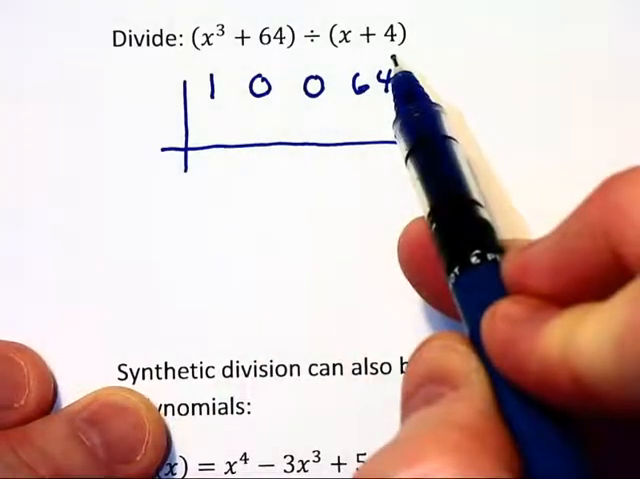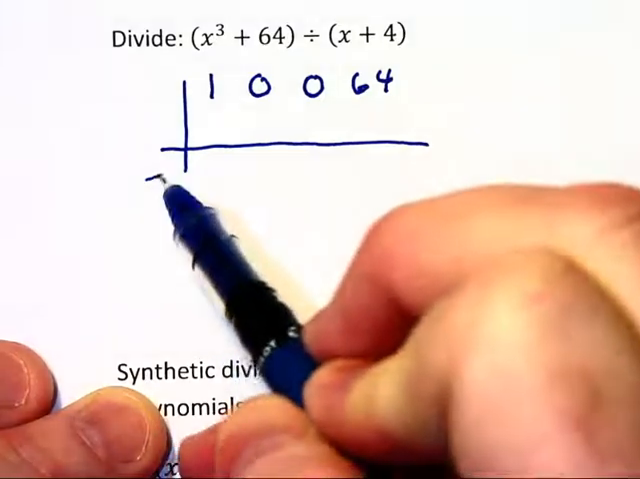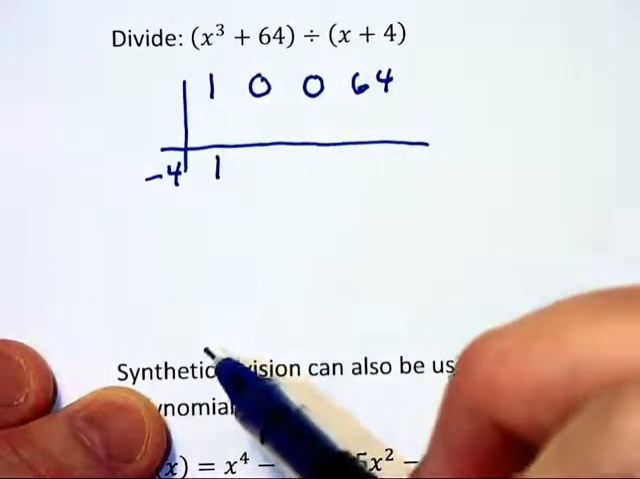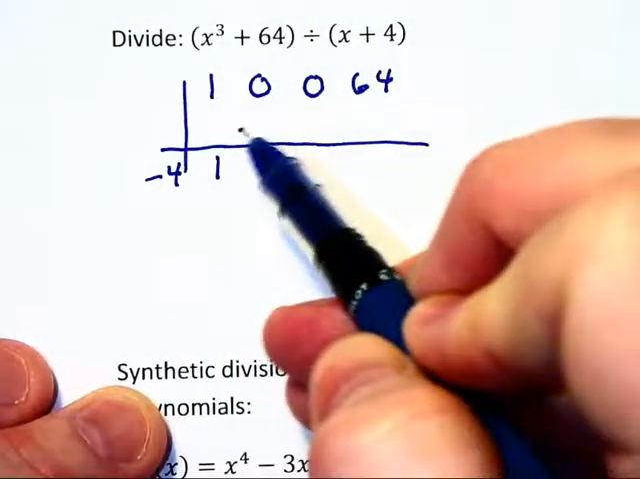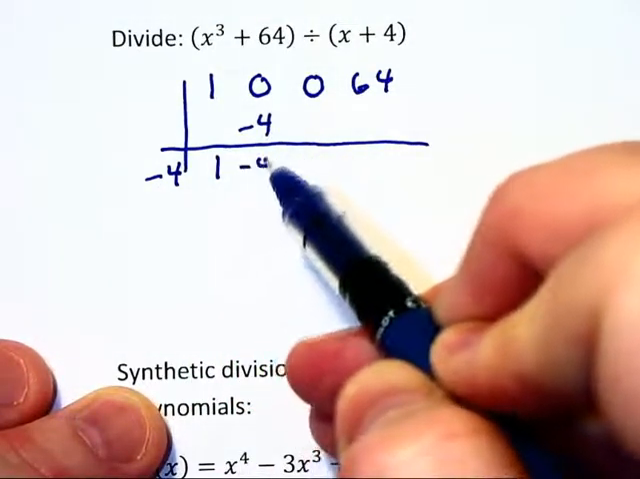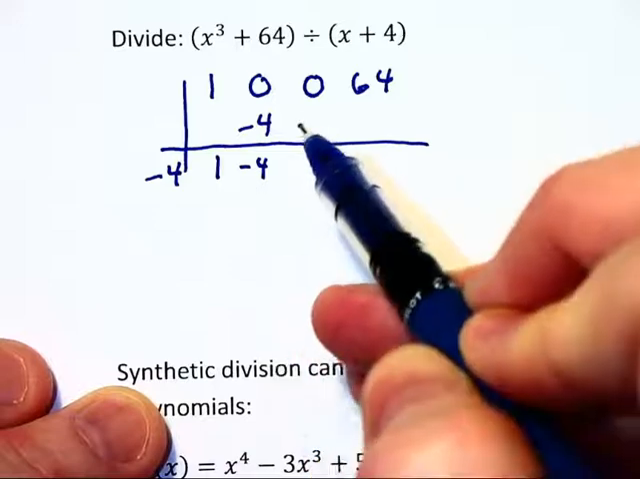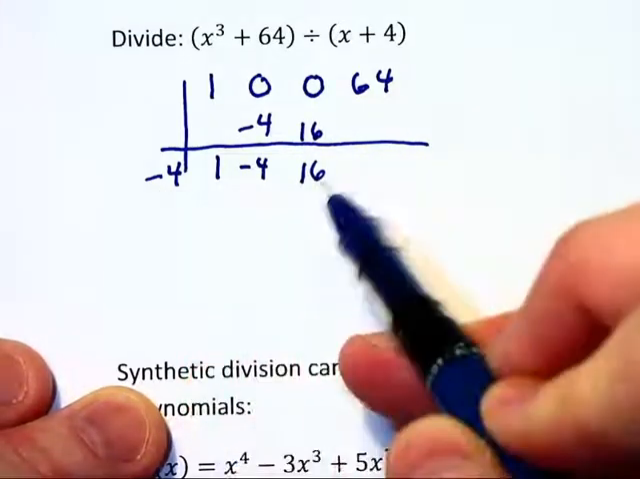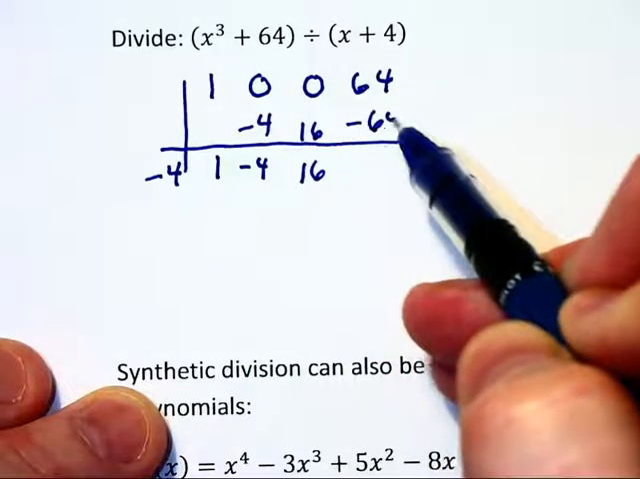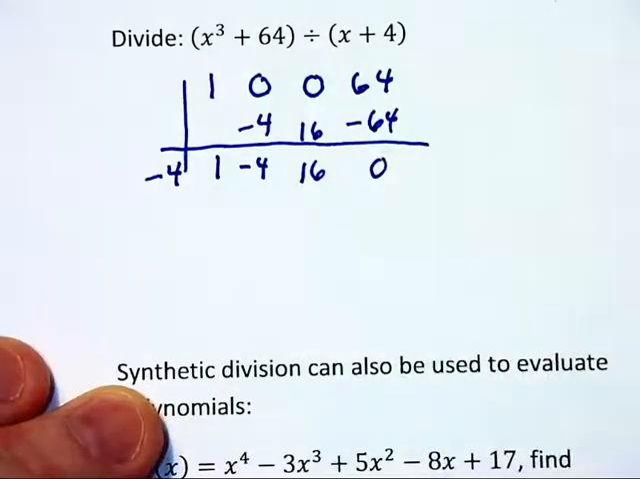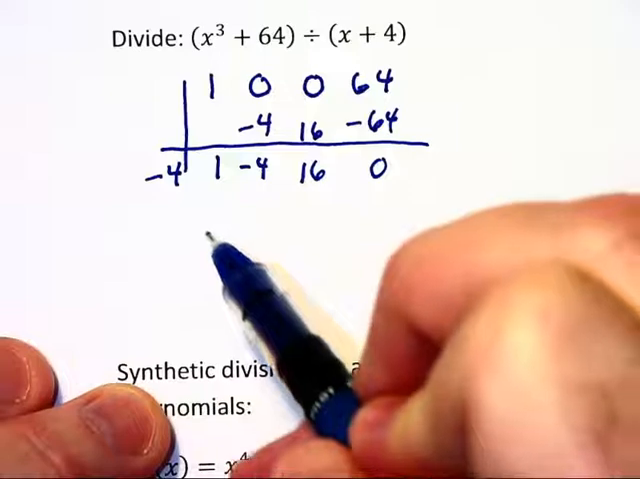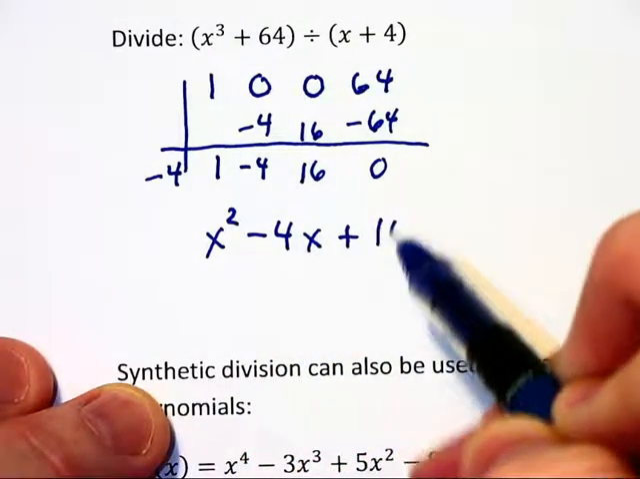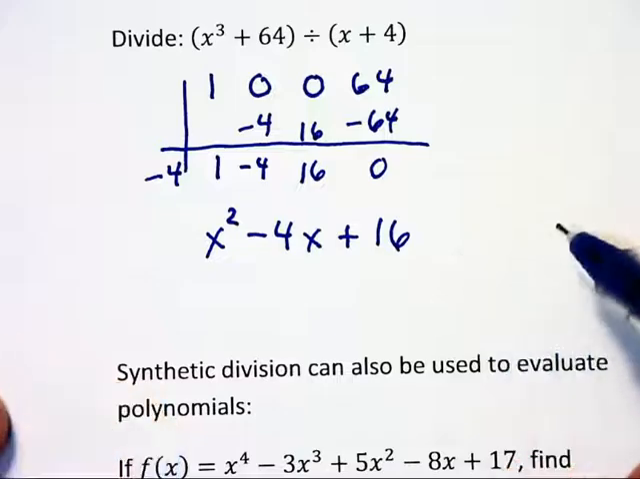Our positive 4 in the divisor will change to a minus 4. We will bring down our first coefficient of 1. Negative 4 times 1 is negative 4. Adding down, we have negative 4. Negative 4 times negative 4 is 16. We add down and get 16. Negative 4 times 16 is negative 64. We add down and we get 0. So our answer here will be x to the second minus 4x plus 16 with no remainder this time.